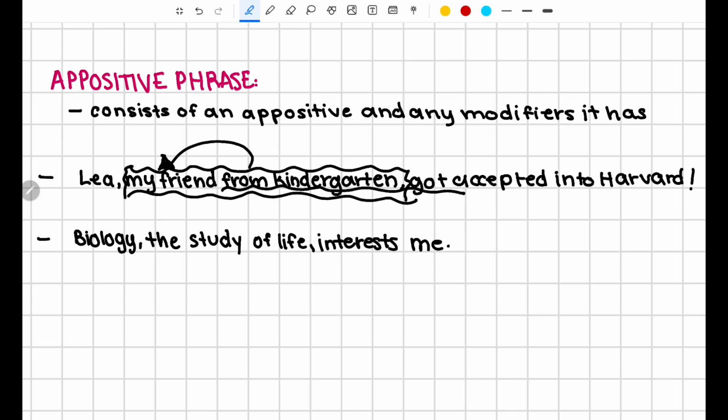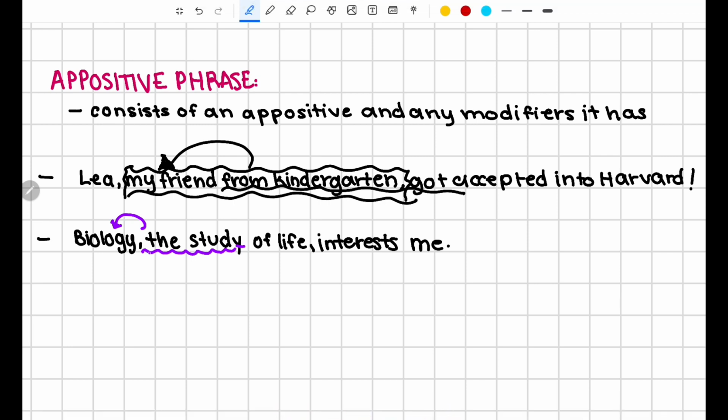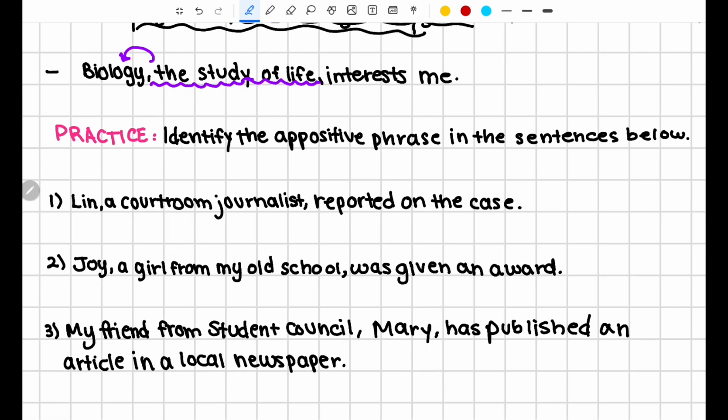Alright, so we have "Biology, the study of life, interests me." Okay, so we know that the study is the appositive. It's describing biology. And including modifiers, our entire appositive phrase is the study of life.